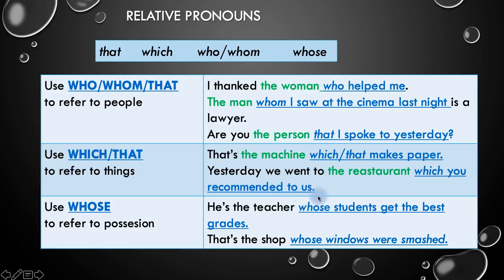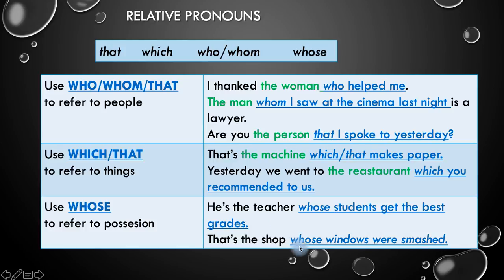This teacher's students, his students, right? What we want to say is his students get the best grades. So his is possessive, yeah, and we use whose instead of his actually, whose students. That's the possessive pronoun, relative pronoun. That's the shop whose windows were smashed.